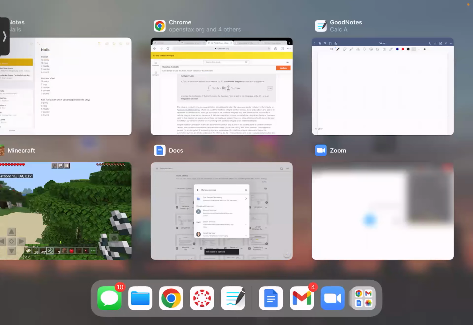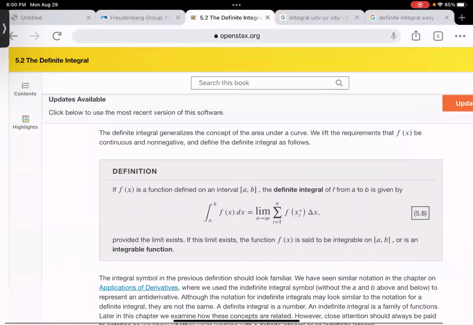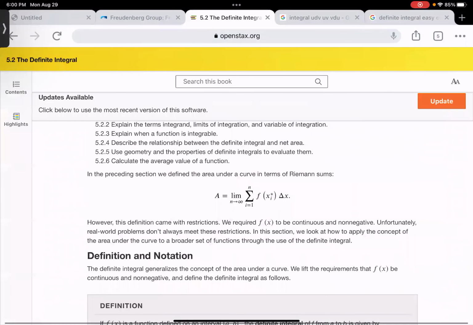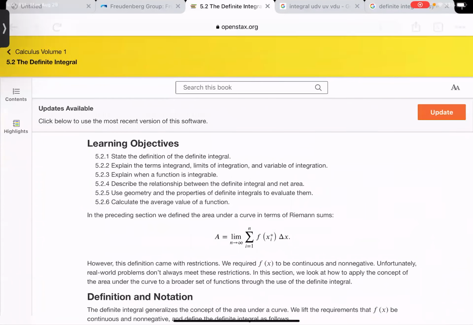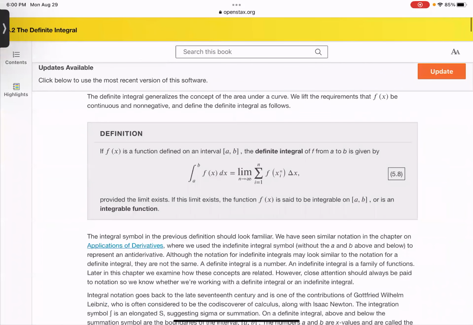Hello everyone. Today we're going to go over the definite integral. This is chapter 5.2 in the Calculus Volume 1 OpenStax textbook. Okay, so we're going to read over the definition.